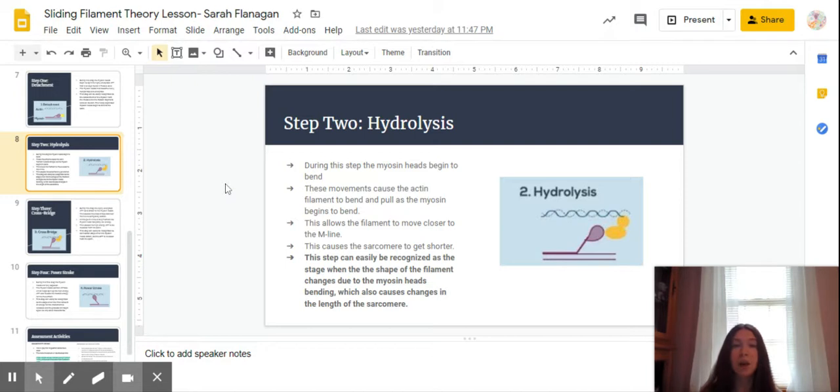Step 2 is hydrolysis, and here's a little visual of this step. During this step, the myosin heads begin to bend. These movements cause the actin filament to bend and pull as the myosin begins the bending motion. This allows the filament to move closer to the M line, and this causes the sarcomere to get shorter in length. And this step can easily be recognized as the stage when the shape of the filament changes due to the myosin heads bending, which also causes changes in the length of the sarcomere.